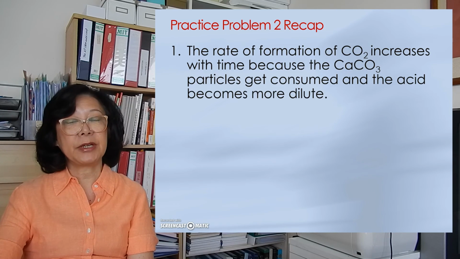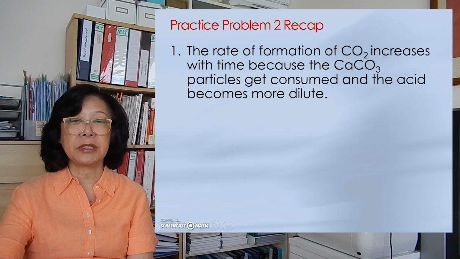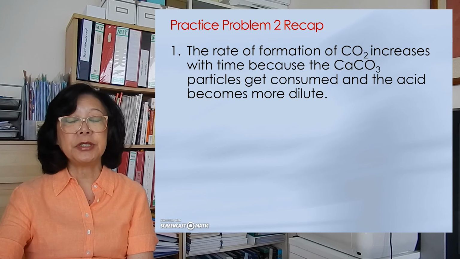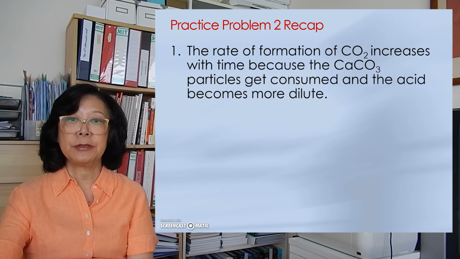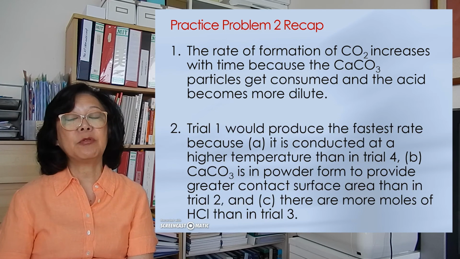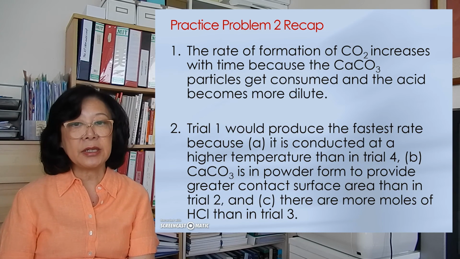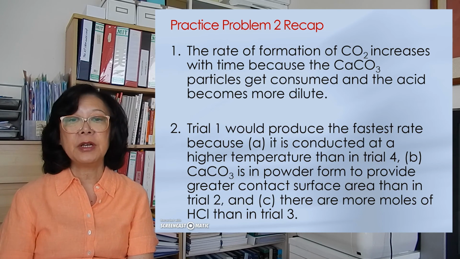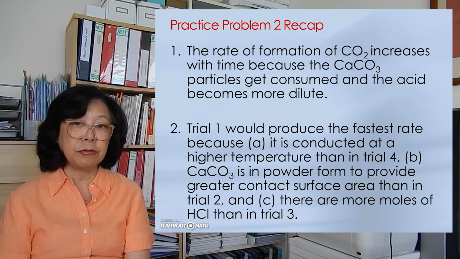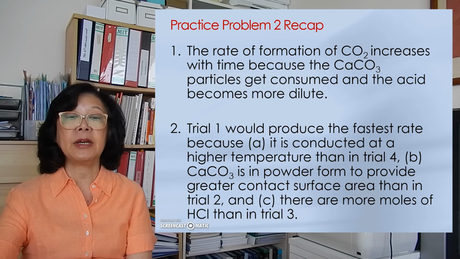So let's recap what I just said earlier. The rate of formation of CO2 increases with time because calcium carbonate gets consumed and the acid becomes more dilute. And trial 1 would be the one that I picked because it gives you the fastest rate, as it is conducted at a higher temperature than trial 4, and it is in powder form to produce greater contact surface area than in trial 2, and there are more moles of HCl than in trial 3.